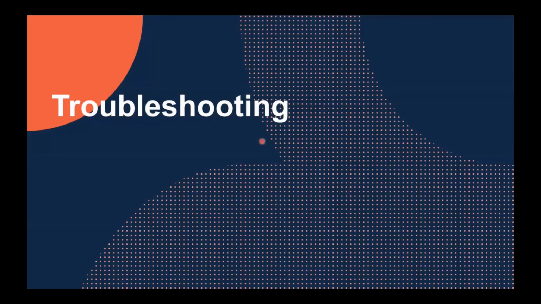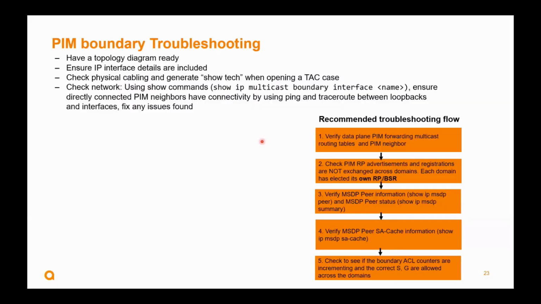All right. So then troubleshooting. With troubleshooting, some of the basics first. Of course, it would be best to have a topology. I should have had the topology here. Ensure the IP interfaces with the IP interface details are included, and physical cables, and generate your tech supports, all that good stuff.